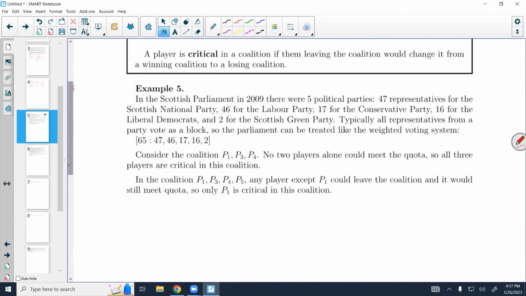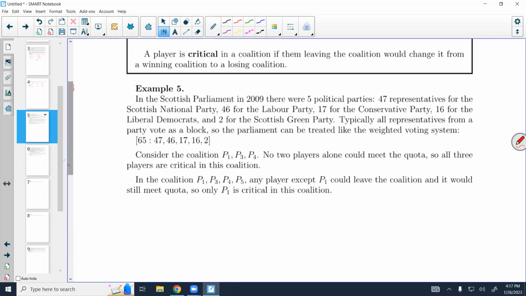Let's see what they have for us here. So, Scottish Parliament in 2009, there were 5 political parties. 47 from the Scottish National Party, 46 from the Labour Party, 17 from the Conservative Party, 16 from the Liberal Democrats, and 2 from the Scottish Green Party. Typically, all representatives from the party vote as a bloc, so the parliament can be treated like a weighted voting system. Quota of 65: 47, player 1; 47, player 2; 46, player 3; 17, player 4; 16, player 5; 2.